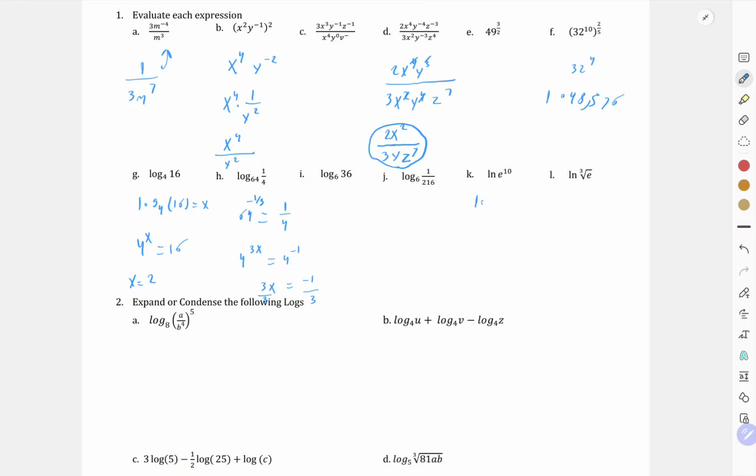I'll be like 10 ln e, because okay, this is the base, e is the base, and that's the argument. So you just swap it around and bring it to the front. So 10 ln e. The natural log of e is 1, that's why. So 10 times 1 is 10. That's how you evaluate it.